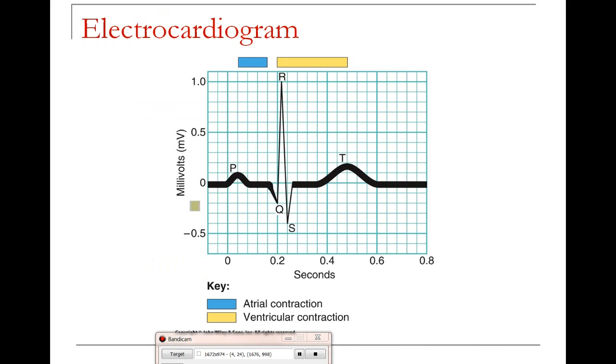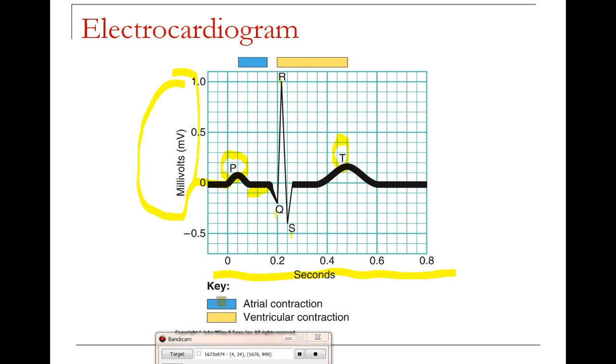If we look at this, this is what it looks like. On the x-axis is time in seconds, and on the y-axis is millivolts, so we're measuring electrical current. In the P wave, the atria are depolarizing, so they're getting an electrical change. Then there's a little flat spot, and then the QRS is when the ventricles begin to depolarize. Then at the T wave, the ventricles repolarize.